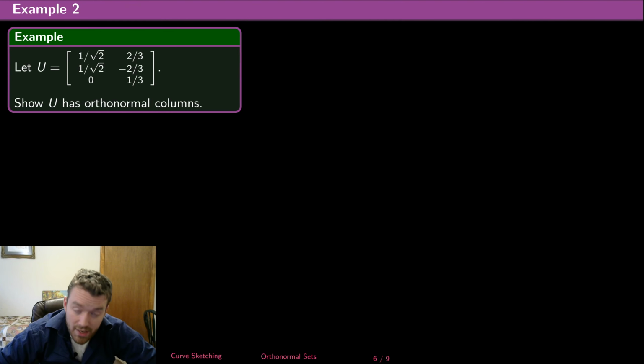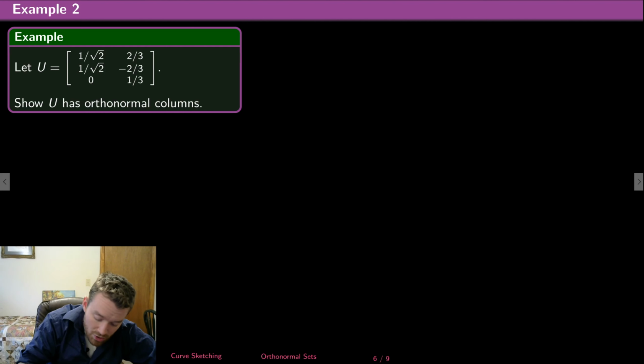So I want to use now this theorem in an example. I want to check that this matrix has orthonormal columns. I could certainly check that each column is a unit vector and that their dot product is equal to 0. There's only 2 vectors here. That wouldn't take too long. But I want to use this new theorem that I have, which tells me that if U transpose times U is equal to I, then that means that my matrix has orthonormal columns.